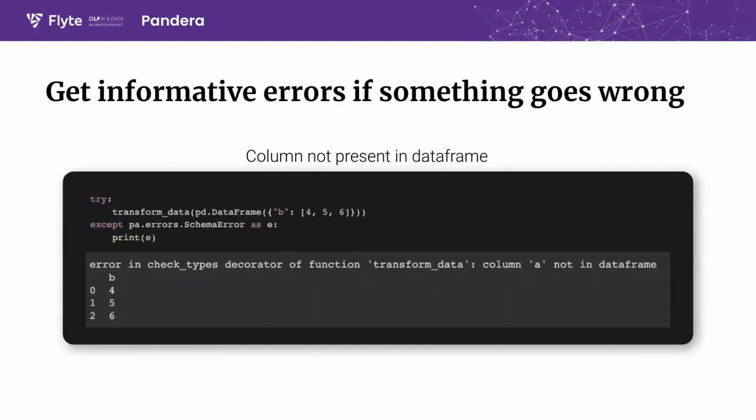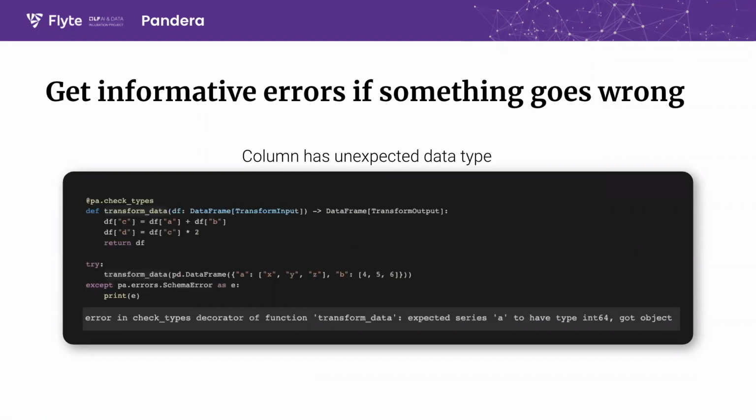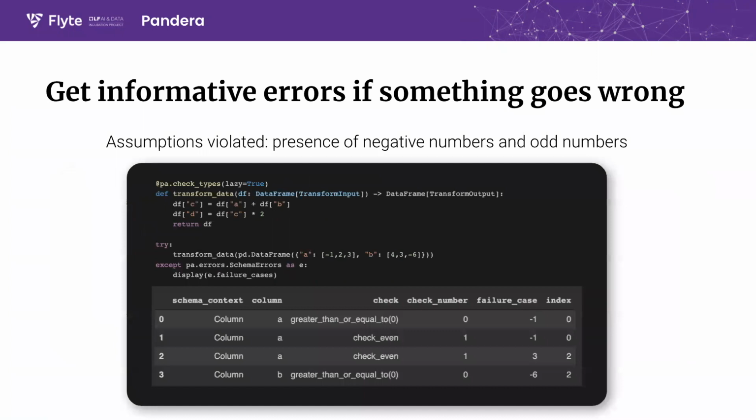And then if something goes wrong, you get informative errors. So if a column is not present in the data frame, it complains. Or if a column has an unexpected data type. Or if your assumptions in the schema are violated. So like here, there's the presence of negative numbers and odd numbers. And if you provide this lazy equals true parameter, you see that this failure cases data frame inside this schema errors object provides all of the failure cases that caused the error. So it makes it super inspectable what exactly went wrong.